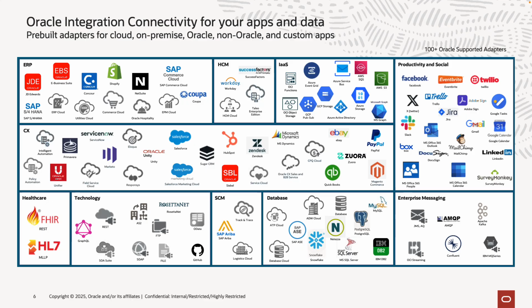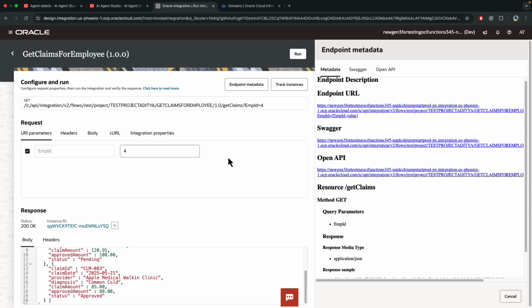With integrations, you can unlock endless possibilities in the sense that there are 100-plus prepackaged adapters to create integrations to these systems. And if there isn't an adapter for the particular system you're trying to access, you can always use the technology adapters, REST, SOAP, File, FTP, to talk to these systems and either post or get information. Okay, so let's take a look at the integration that I'm going to call from my agent.